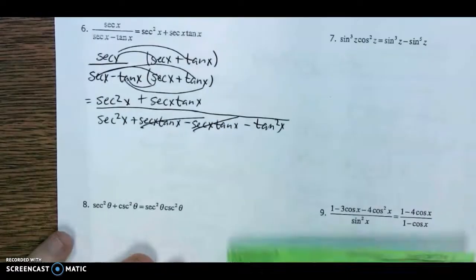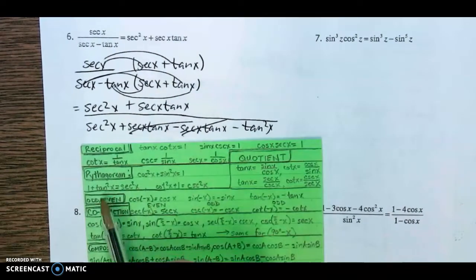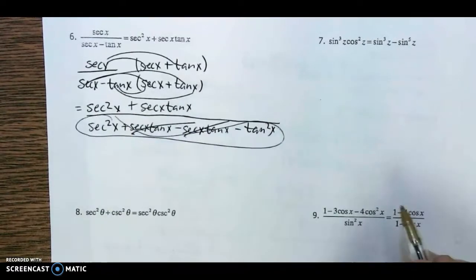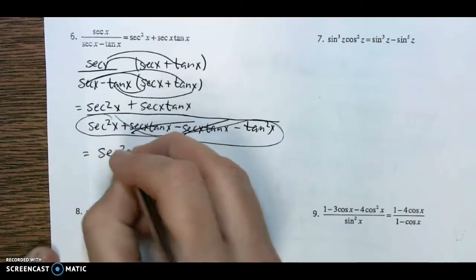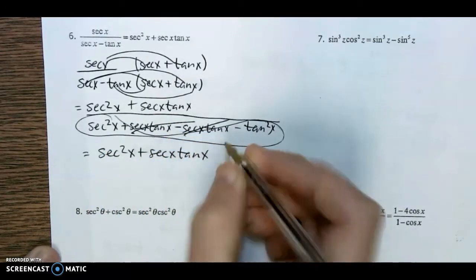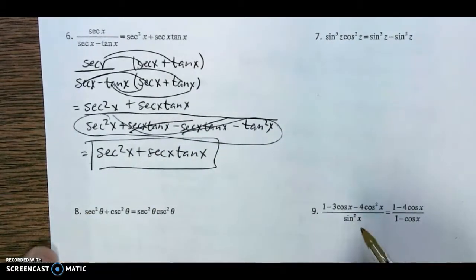And then when you look at your Pythagorean properties, if I look at this property, if I subtract tangent squared to the other side, I will have secant squared minus tangent squared, which is what we have, and that equals 1. So that means this leftover secant squared minus tangent squared is a 1. You can put over 1 if you want, but that is the final step.